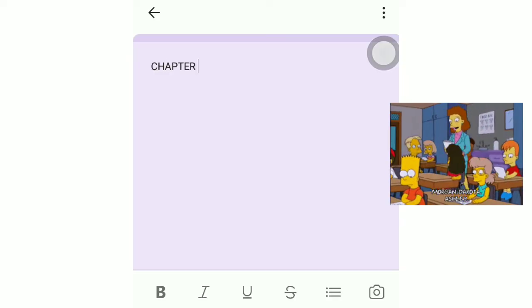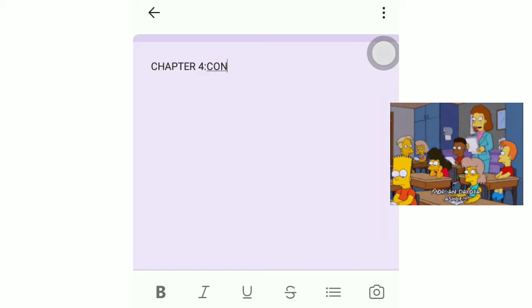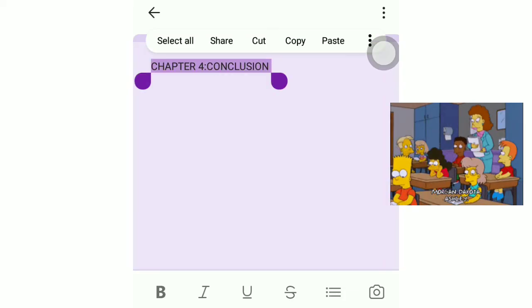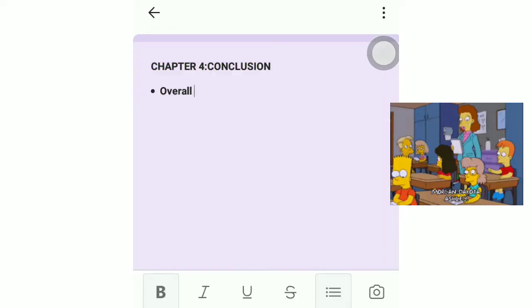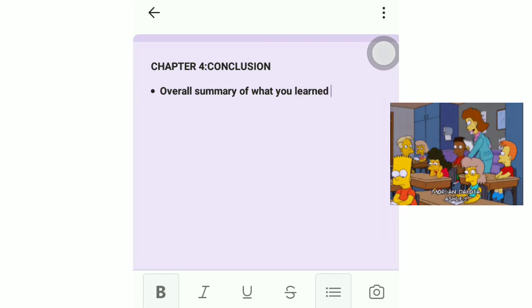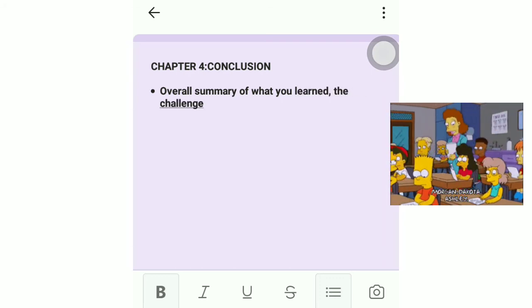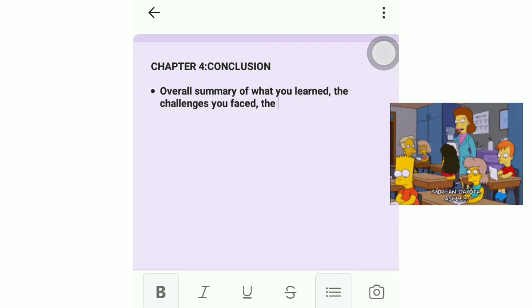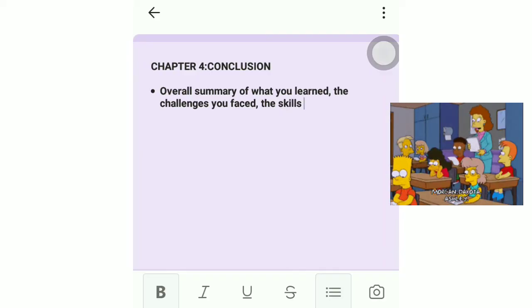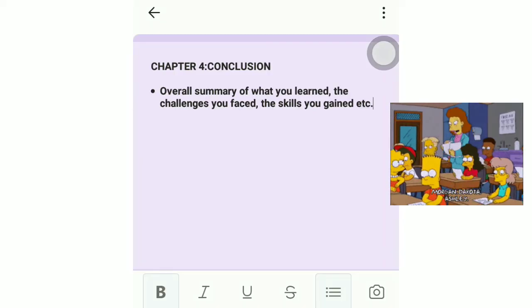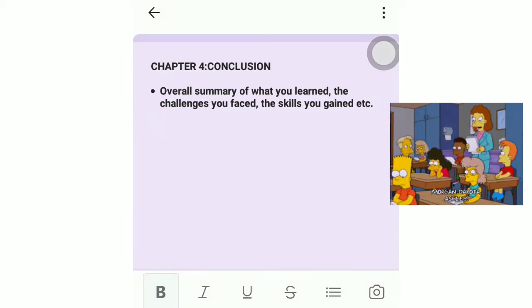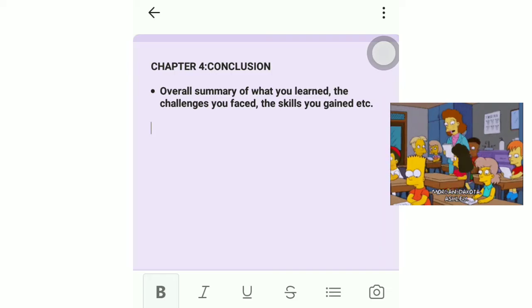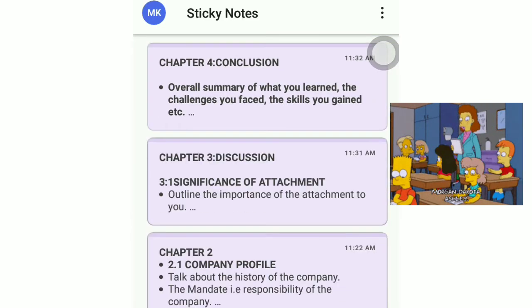The next chapter we have is the conclusion. So basically in the conclusion, you're supposed to talk about your general feedback based on your attachment. So you're going to talk about the skills you gained, the challenges you faced. So basically it's just an overall summary of everything you went through and your thoughts about it.